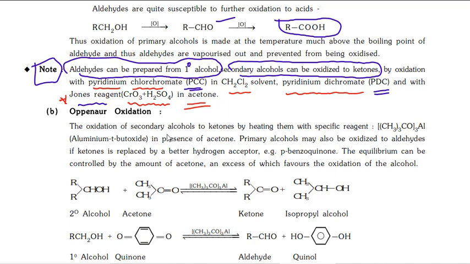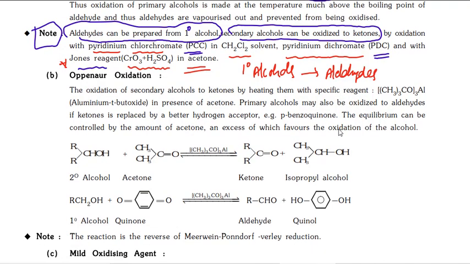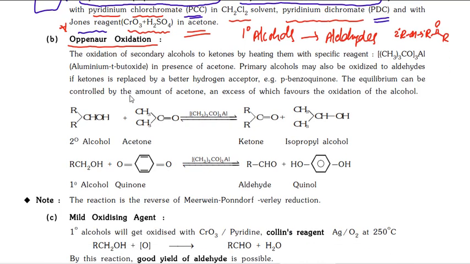From all these three reagents we can prepare aldehydes from primary alcohol. Primary alcohols give aldehydes. Secondary alcohols give ketones, right? Now Oppenauer oxidation, it is a named reaction, so it's also important.